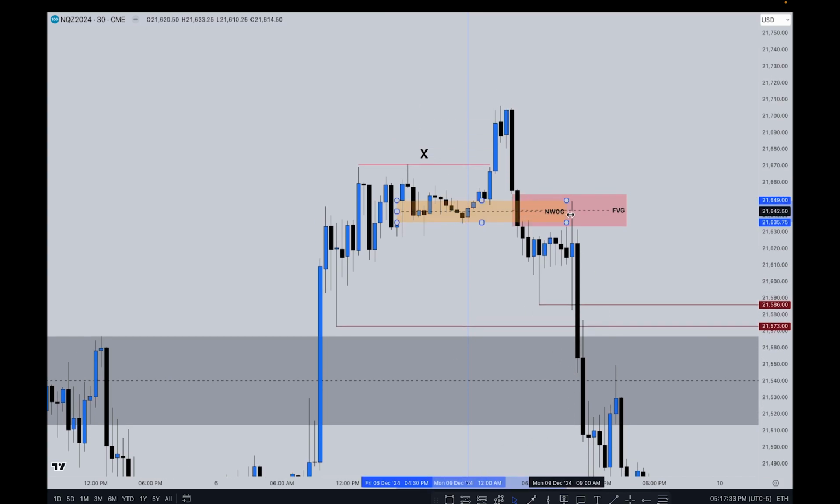Also, we have this new week opening gap here. So we have an overlapping of two key levels, the new week opening gap and this fair value gap here. And you'll see it makes the high right at the new week opening gap with time and price within the opening range. We expect the high of the day to form inside a premium with the bearish bias, right?